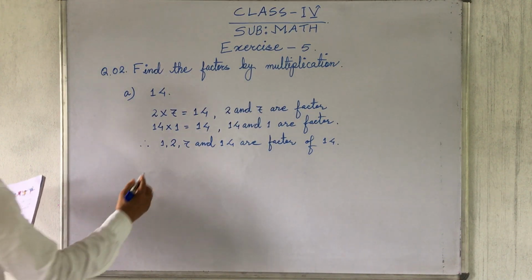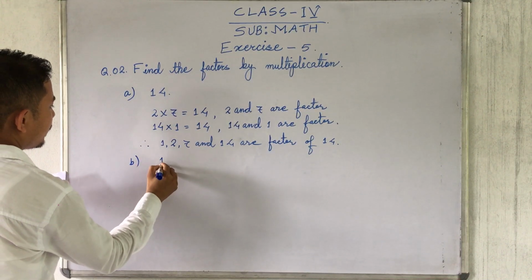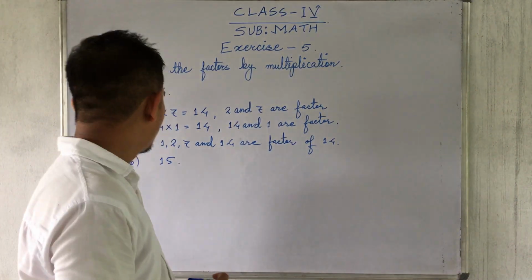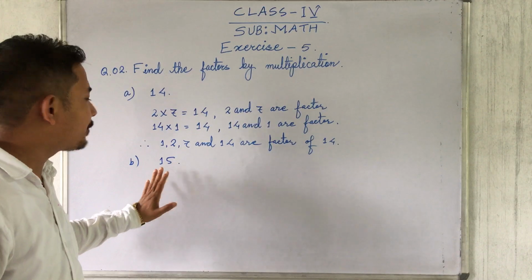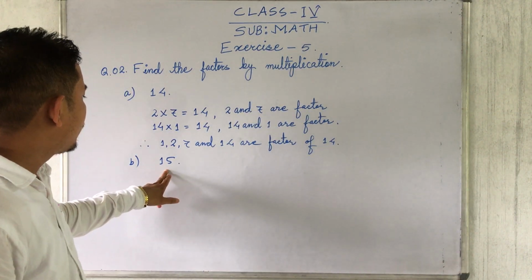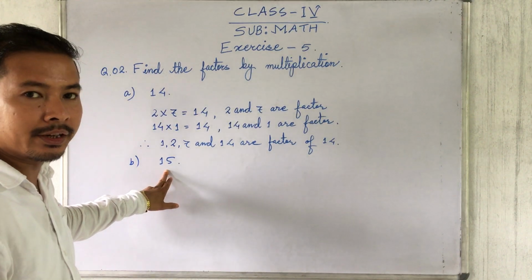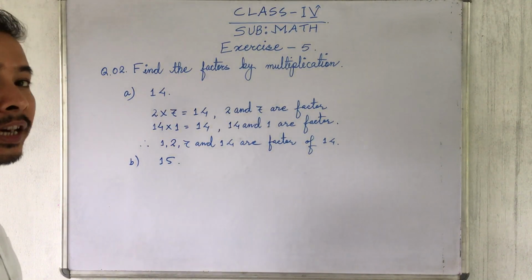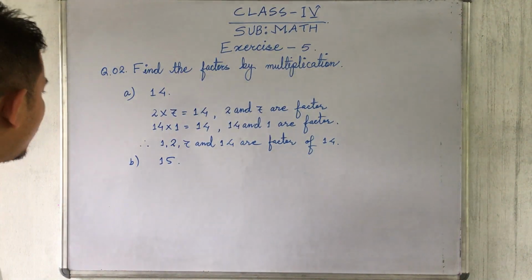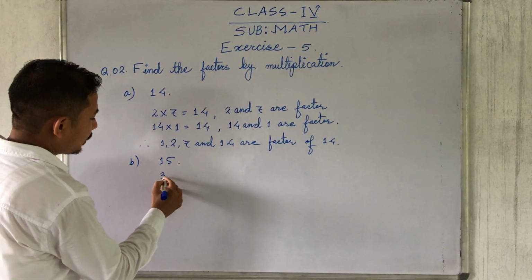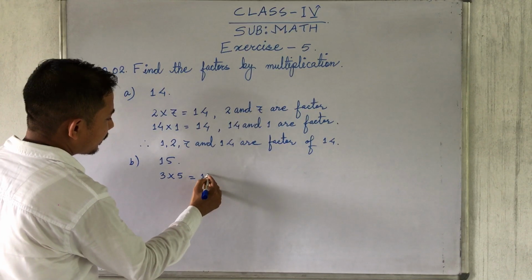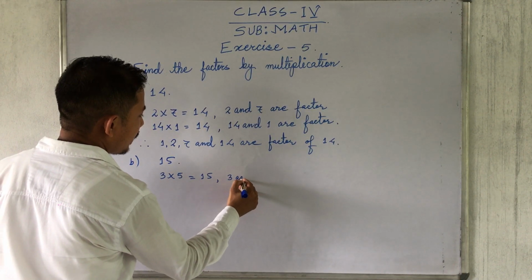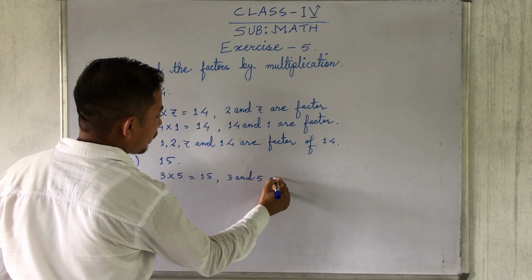Number B is 15. Look at here. Number B is 15. So what will be the factor of 15? So look at here. Now you have to find out the 15 in each table. Okay. Is there in two table, is there 15? No, that means we cannot say 2 is the factor of 15, but in 3 table there is 15 because 5 times 3 is 15. So 3 into 5 is 15. So we can say now this 3 and 5 is the factor of 15. 3 and 5 are factor.